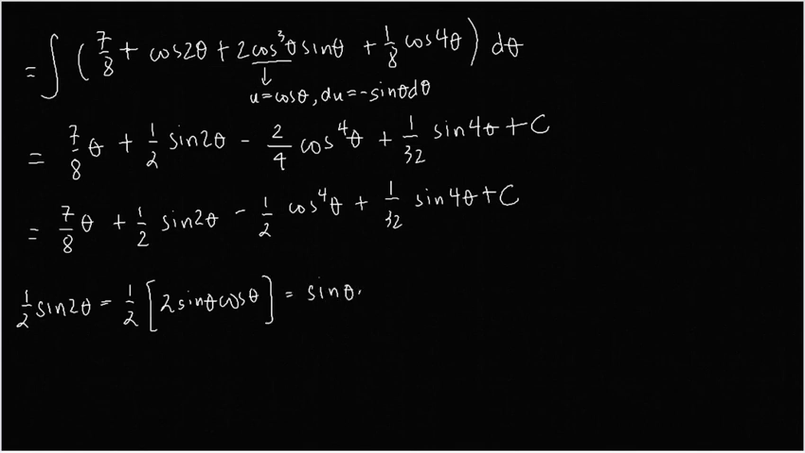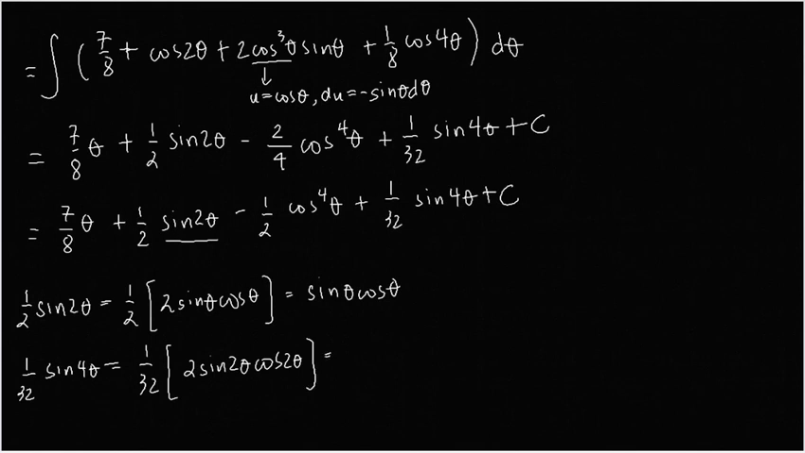That is sine of theta cosine of theta, para yun sa term na ito. And then 1/32 times sine of 4 theta is equal to what? 1 over 32 times 2 sine of 2 theta cosine of 2 theta. And since this sine of 2 theta is actually equal to this one, substitute natin, yung 2 ipasa muna natin dun sa labas. So 2 divided by 32 is 1 over 16.